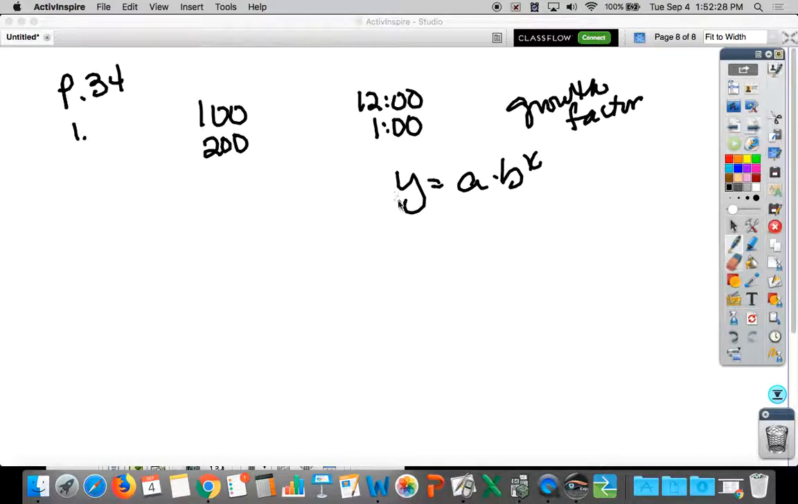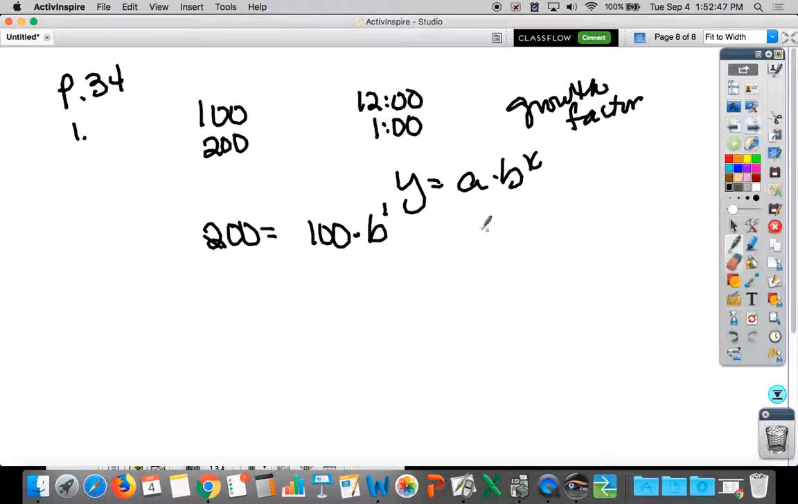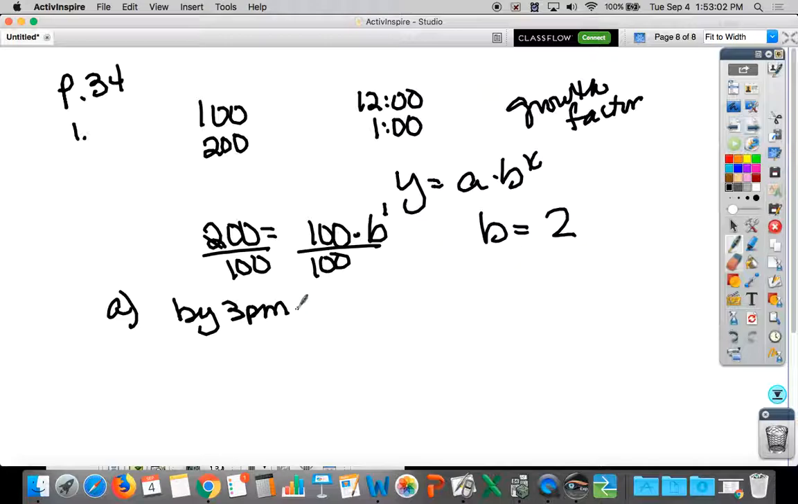Okay, what am I going to put here for my y? 200. What is my initial value? I don't know my b, and what is my time unit? 1 hour. 1. So essentially that's just b. So I'm going to divide by 100. So my growth factor is 2. So for part a, they wanted you to find how many people had heard by 3 p.m. Okay, so go ahead and see if you can figure out that.